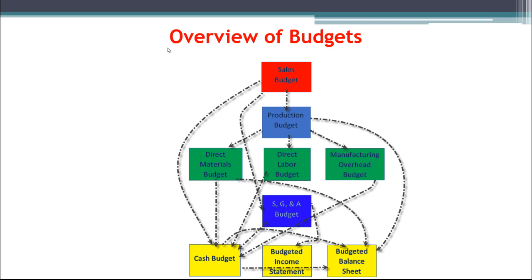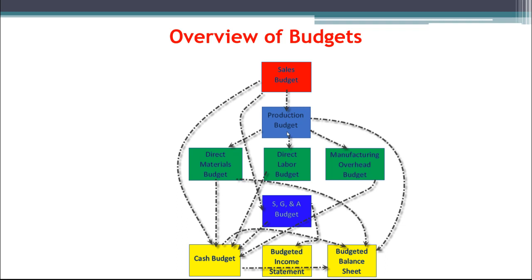So what we have here is just an overview illustration of the budgets. Now this is just really intended to show the interconnection between the various budgets and to some extent the order of the budgets. So we're going to start off with the sales budget. This really drives everything. We'll see that in just a little bit. The sales budget helps us to determine the production budget. How many units do we need to produce?